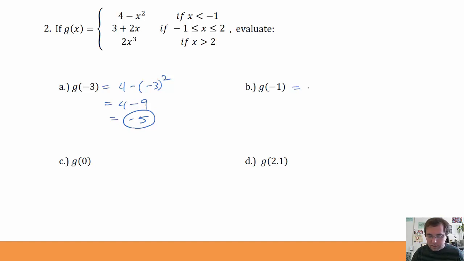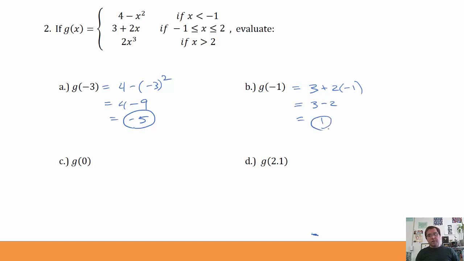So I'm going to plug in negative 1 into 3 plus 2x, making it 3 plus 2 times negative 1. Well, 2 times negative 1 is negative 2, plus 3 is 1.